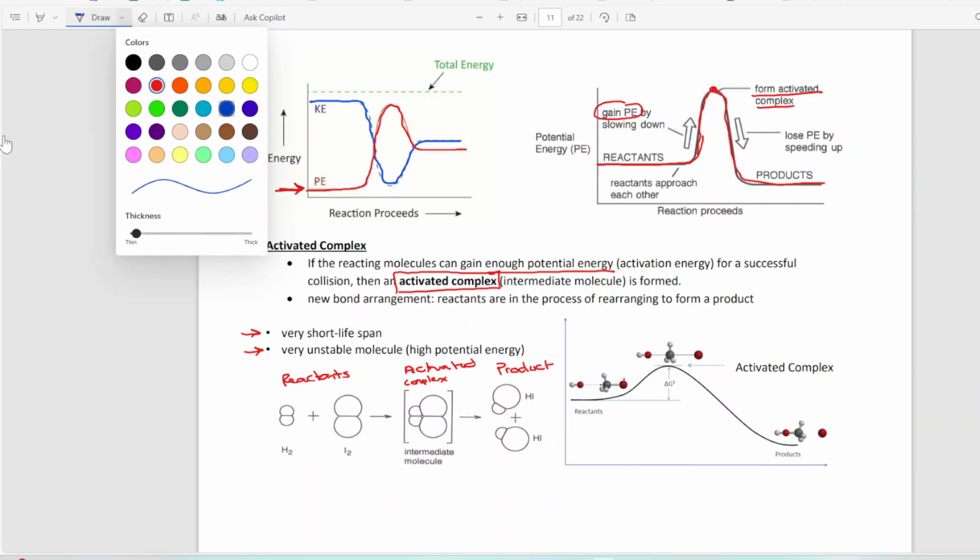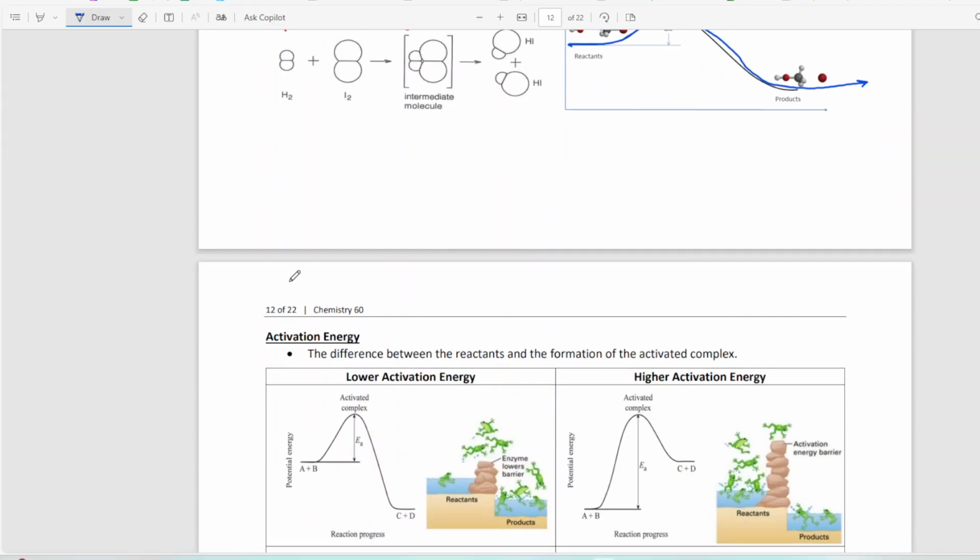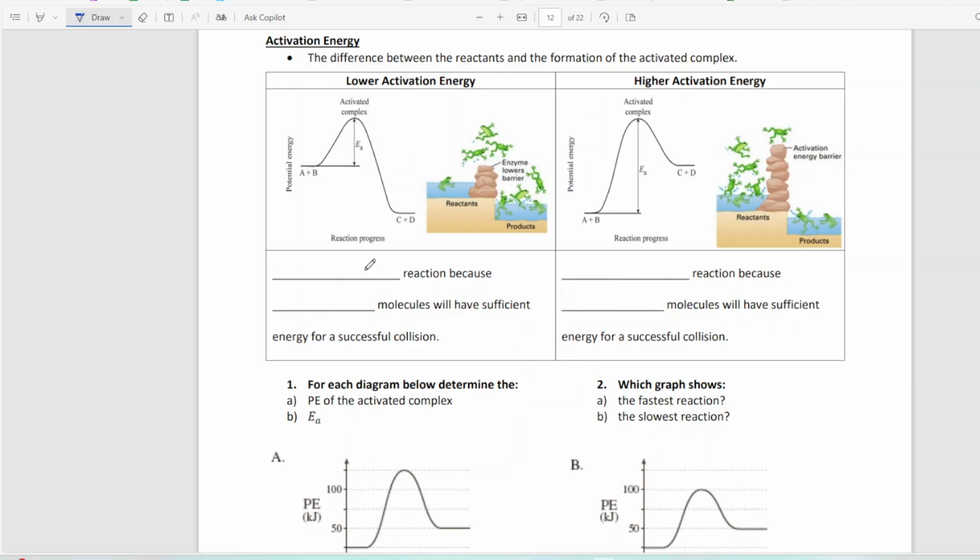So again, here's your simple diagram. You've got your reactants coming in, they're gaining potential energy, they're forming an activated complex, and then they're rearranging their bonds and coming out as products. Awesome. So let's talk about activation energy.